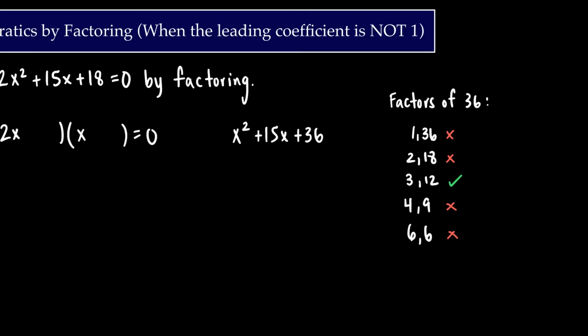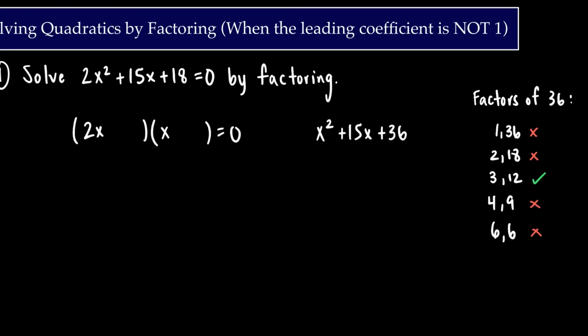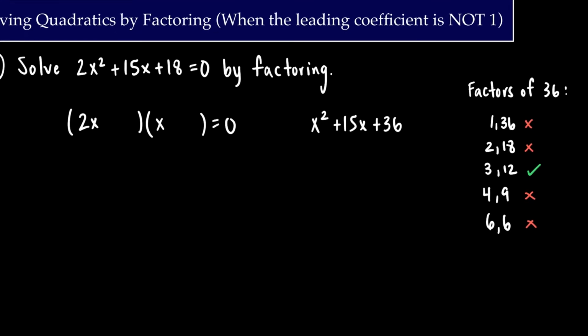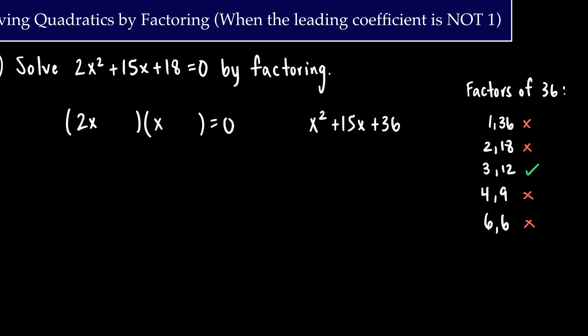Now, here's what's interesting. What we're going to do is come back to our original, and we're just going to break up the 15 into 3x and 12x. This is going to work by what's called grouping. This is called factoring by grouping. So I'm going to ignore this for just a minute. I know that's my ultimate goal, but I'm going to take this and bring it down. And so what I've got is 2x squared plus 12x plus 3x plus 18.